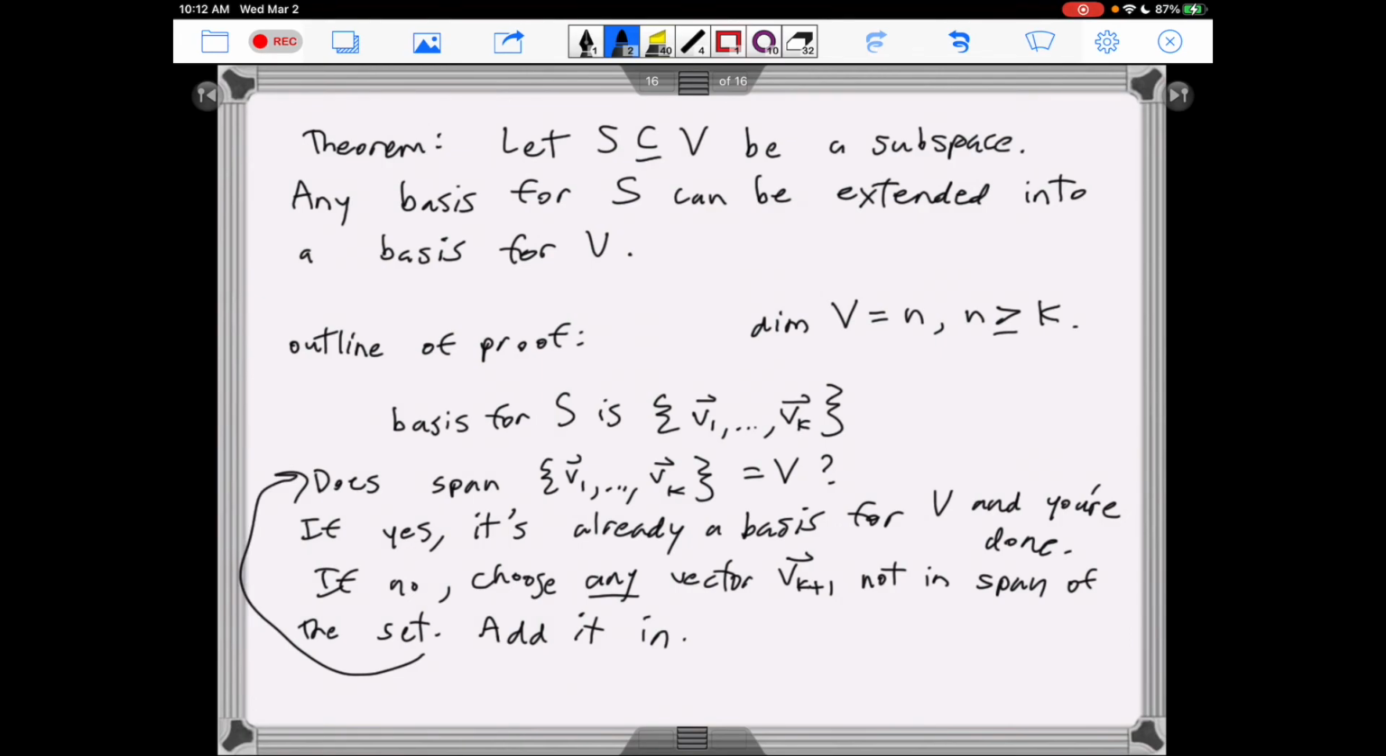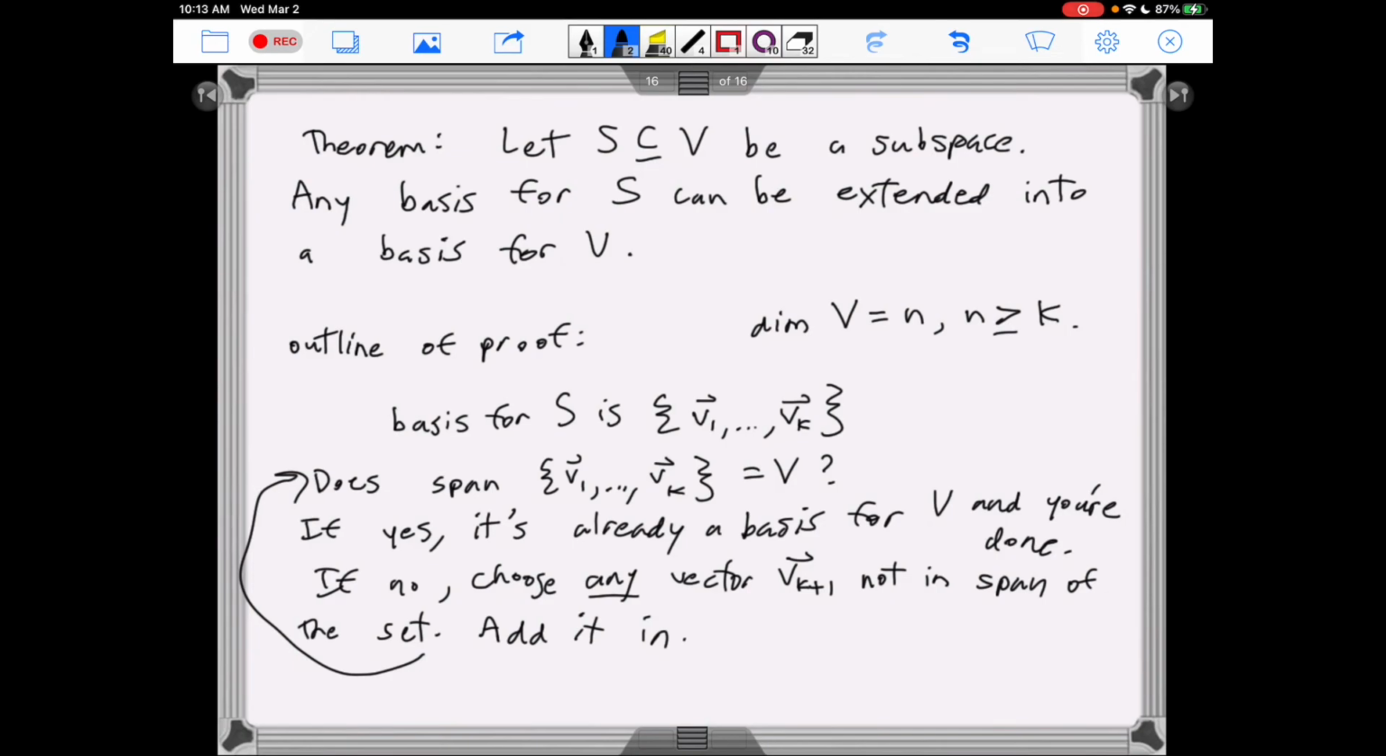So I'm hoping that makes sense. So what happens is the following, right? Each time you ask yourself, does it span the whole thing, your subspace? If the answer is no, then choose any vector that's not in there, stick it in there, you've made it one bigger, and then you ask the same question again.